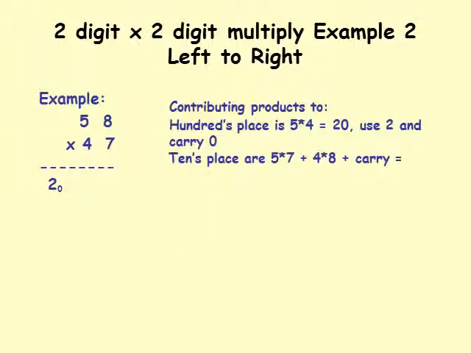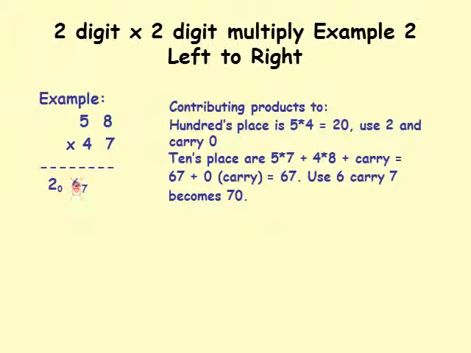Let's go to tens place. In tens place, contributors are 5 times 7 and 8 times 4. 5 times 7 plus 4 times 8 plus carry, which is 35 plus 32, which is 67, plus 0, 67 still. We would use 6 and carry 7. We are carrying 7 from tens place to units place, and that 7 in units place becomes 70. So this is how we write it down. 6 is the answer in the tens place, and 7 is the carry for the next position here.